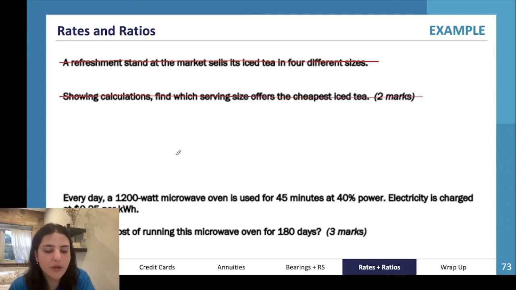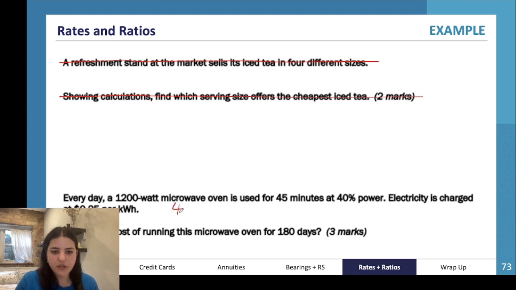Every day, a 1200 watt microwave oven is used for 45 minutes at 40% power. Electricity is charged at 25 cents per kilowatt hour. What is the cost of running this microwave for 180 days? Okay, so it's used at 40% power. So first, let's find what 40% power is. So 1200 watts times 40% is 480 watts.